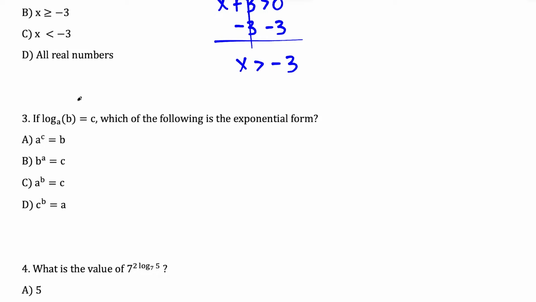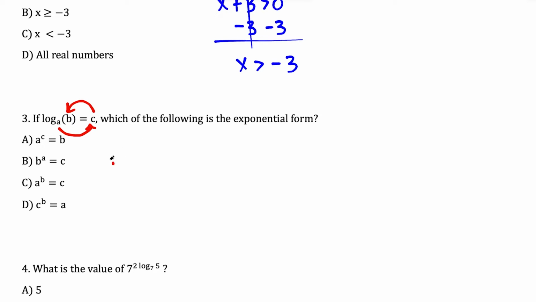Question 3, if log base A of B equals C, which of the following is the exponential form? So for a question like this, you could just use the loop. The loop is you start here at the base and you go around like this. You're going to go from here, from A to C, and then back to B like this.